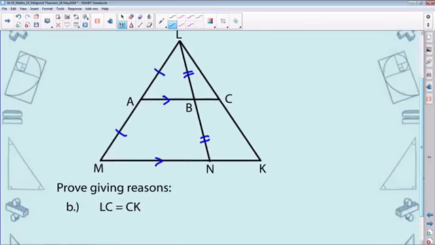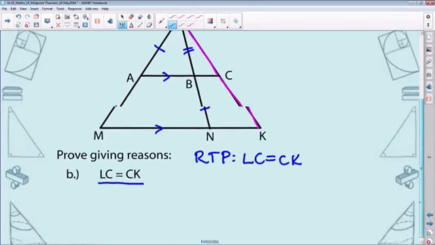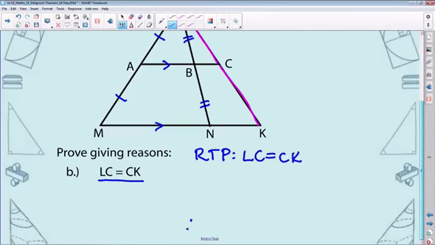Let's see what we need to do now. We need to prove that LC is equal to CK. So now we're looking at this line and this line over here. It feels pointless, doesn't it? Because we are just proving the same thing over and over again. We're required to prove that LC is equal to CK, and why are they equal to each other? Well, you and I both know that they are equal because of the midpoint theorem. But we need to explain how we came to that conclusion.